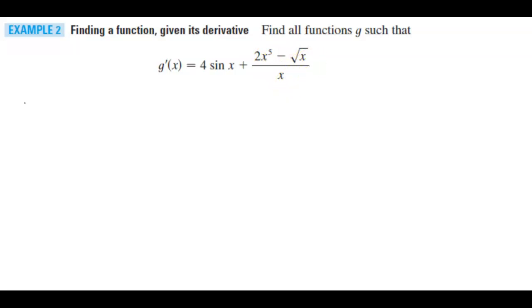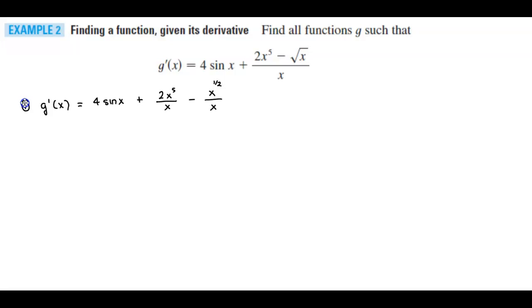Okay, so first thing we want to do is rewrite the given function as the following. We're going to have g prime of x, which is going to equal 4 times the sine of x. And now we're going to share the denominator. So we have plus 2x to the fifth over x, and then that's going to be minus the square root of x, which is the same thing as x to the 1/2 over x.